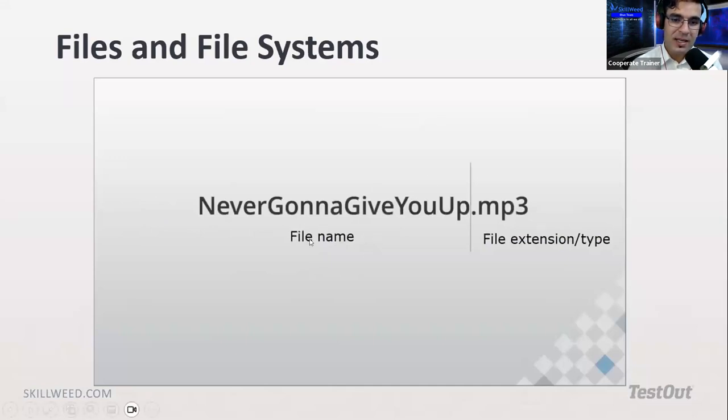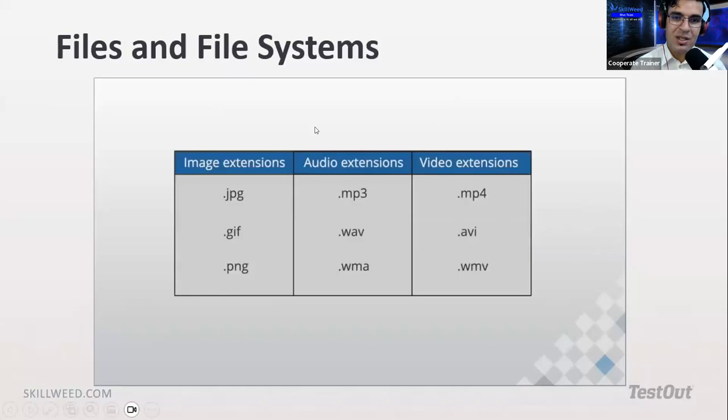So this is a file name, never gonna give you up.mp3. It's a file extension or type. Obviously you can rename it to whatever you want, and the part after the dot is the extension. For example, this one is mp3, an audio file, as you all know. It can be a video file like mp4, a text file like txt, a word file, or any file. So after the dot, you know something has changed: it's an image file, text file, audio file, or video file. We have others also, but always know that after the dot we have the extension.